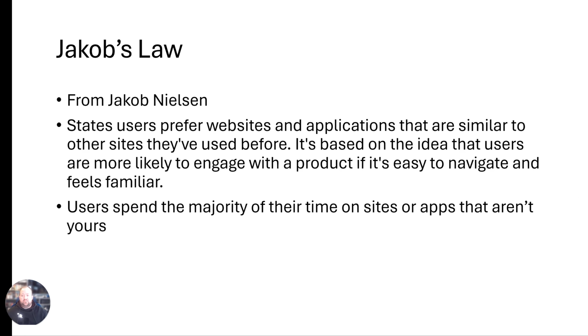And then Jakob's law. So we've talked about this a little bit with design inheritance. So Jakob Nielsen said users prefer websites and apps that are similar to ones they've used before. This is based on this assumption that users spend the majority of their time on sites or apps that are not yours. So because of that, they will be, again, inheriting those mental models from all these other designs that exist out there. And if you're going to deviate, you need to have a good reason and some significant supports: training, feedback, those kinds of things.